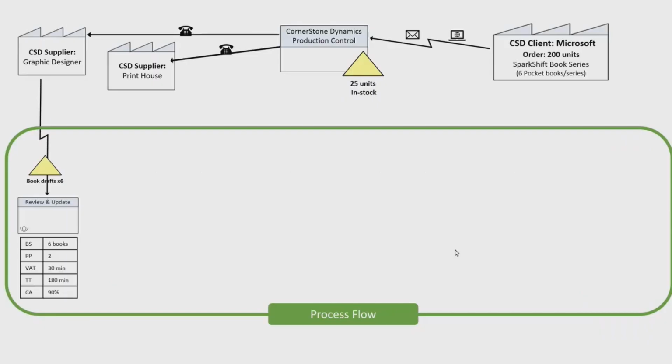And in this particular process flow, the batch size is the 6 books. Because of those, we're still in working draft mode. We have 2 people who are doing a review and update. Our value added time, truly of us getting it right the first time once, is 30 minutes per book, which gives us a total time of 180 minutes. And our accuracy of doing our work is about 90%.